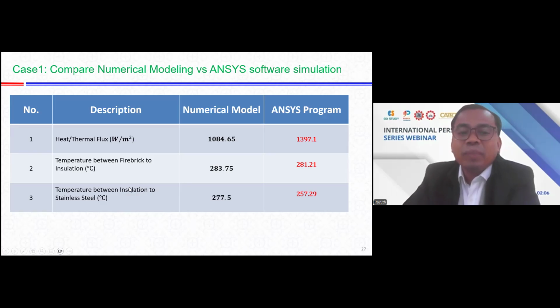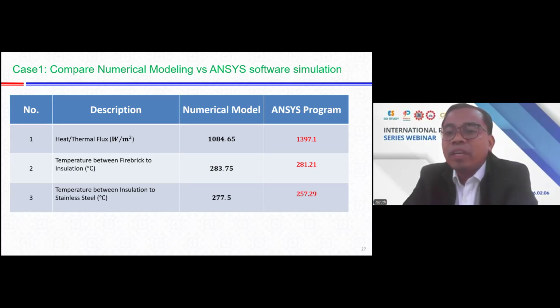For the temperature of each layer, from ceramic brick to the insulation, the calculation is 283.75, but for the software it is 281. So it's similar.